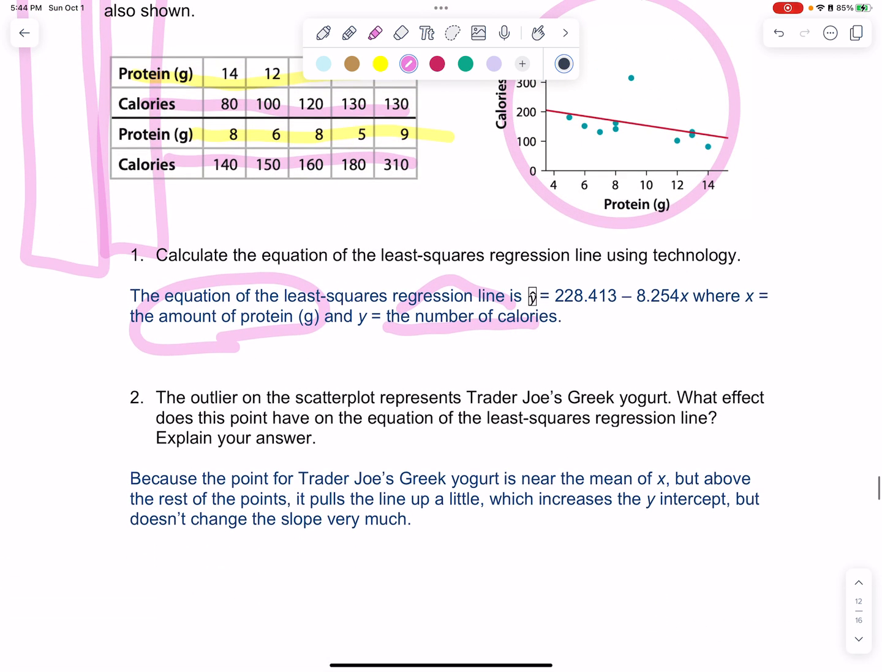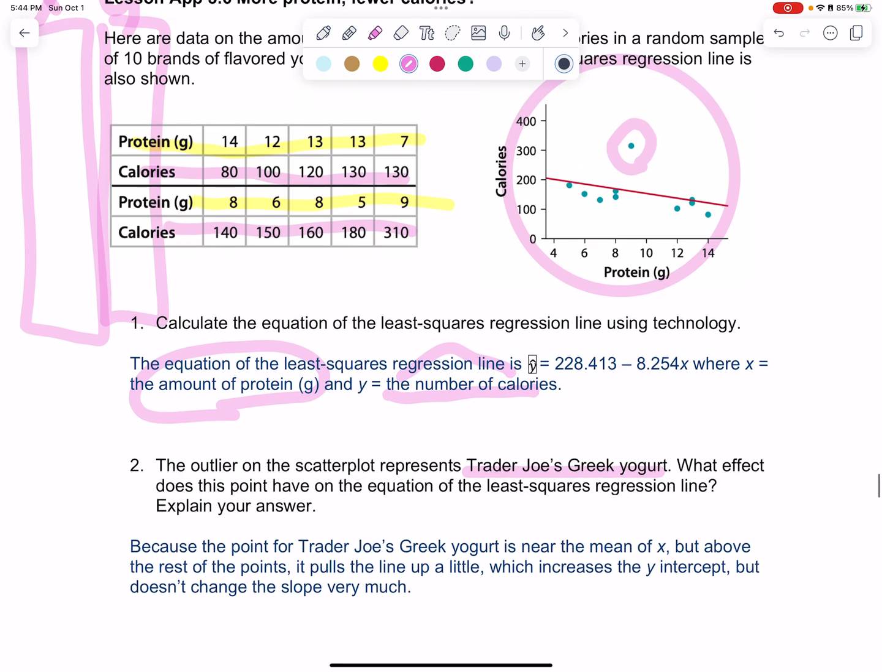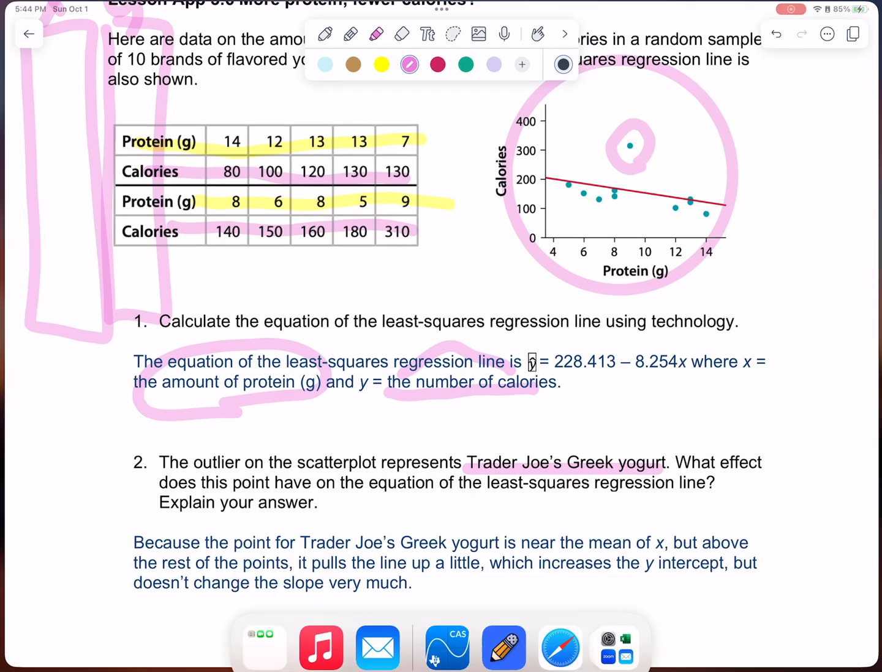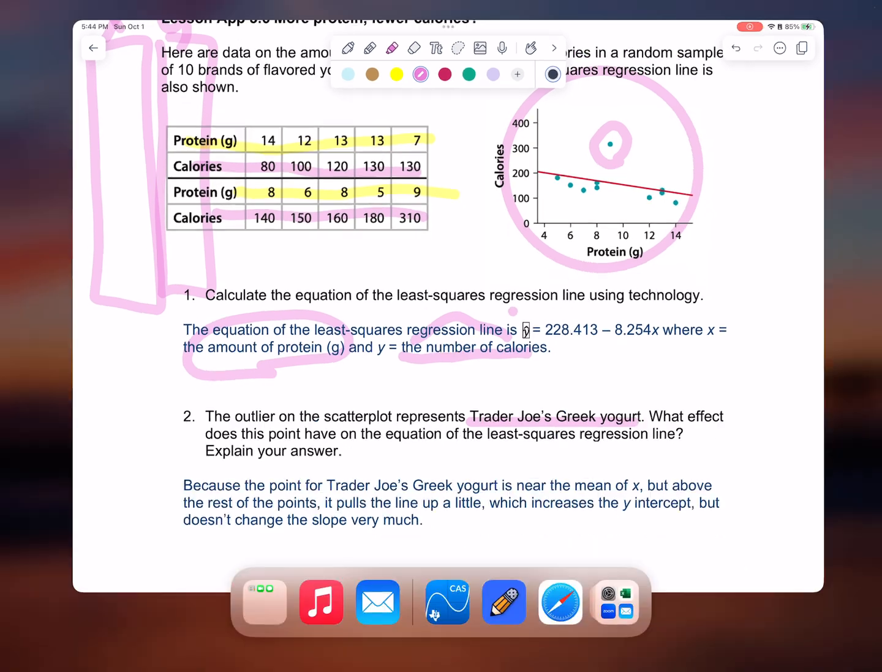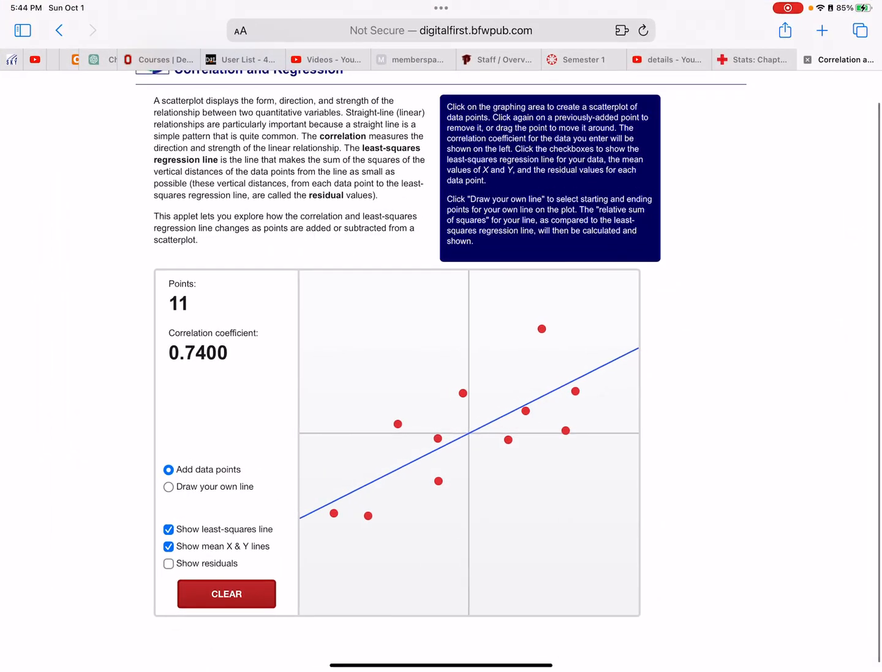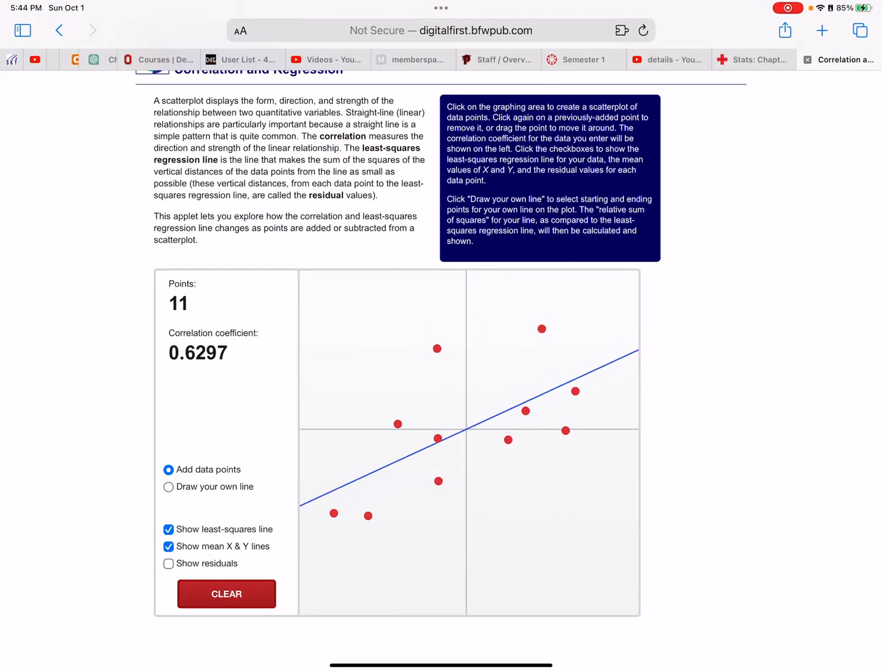The outlier in the scatter plot has to do with Trader Joe's Greek yogurt, and the effect that it has is that it's not within the trend of the data, so it pulls the line up. It does it similarly to the one that we were just working with, when I was pulling it up. If it disappeared, let's take that out, and you're going to watch what happens. It just moved down. I put it in, and it moves up. I take it out, it moves back down.